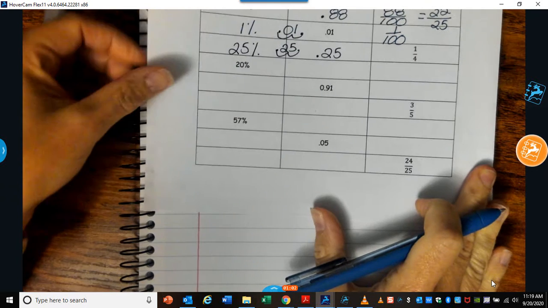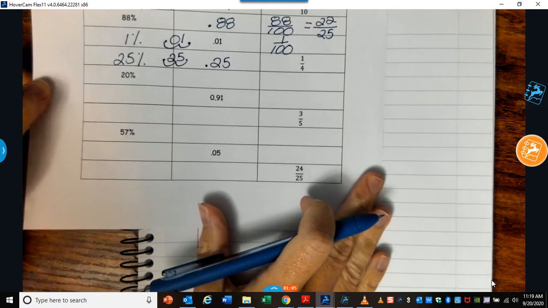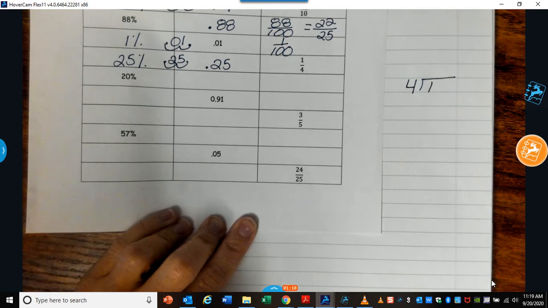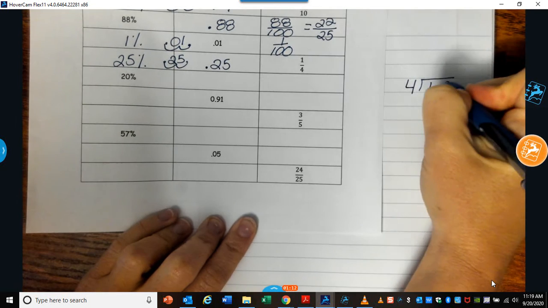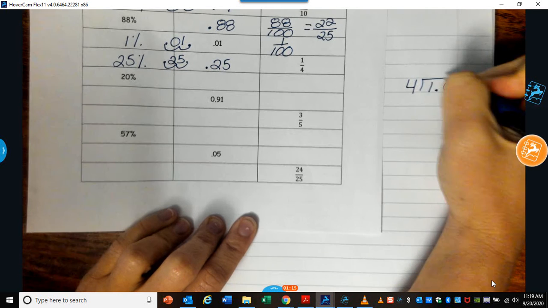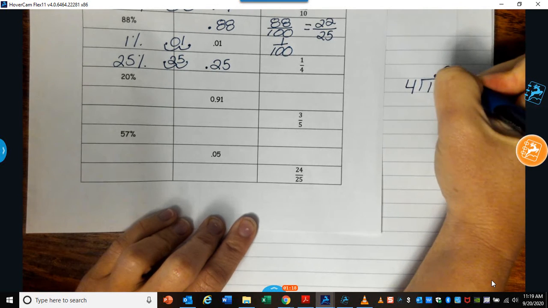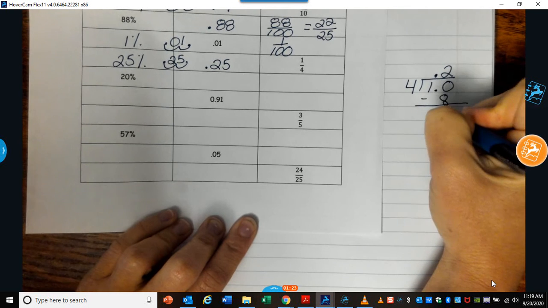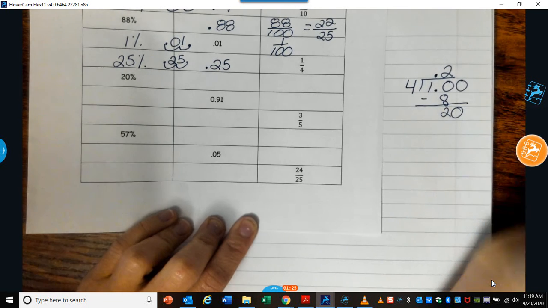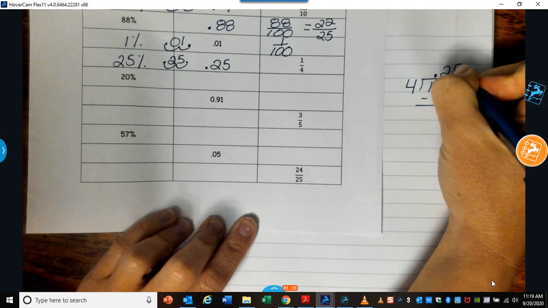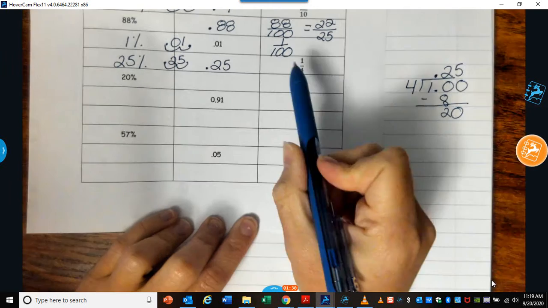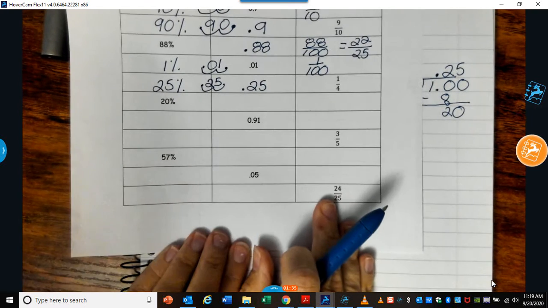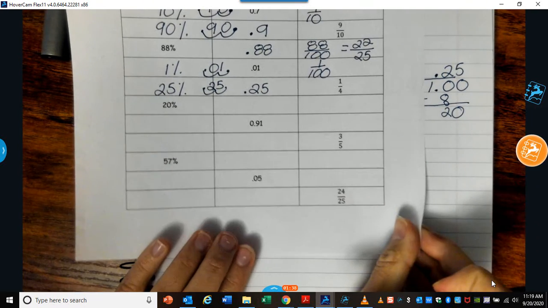Another option would be to divide the denominator into the numerator. That would be 4 divided into 1. We know that it doesn't go into 1, so we would have to add a decimal and make it 4 into 10. 4 goes into 10 2 times. 4 times 2 is 8. So 10 minus 8 would be 2. Add another 0 and bring it down. 4 goes into 20 5 times. So same answer, just another method of solving. Either way, you're going to get 25/100ths or 25%.